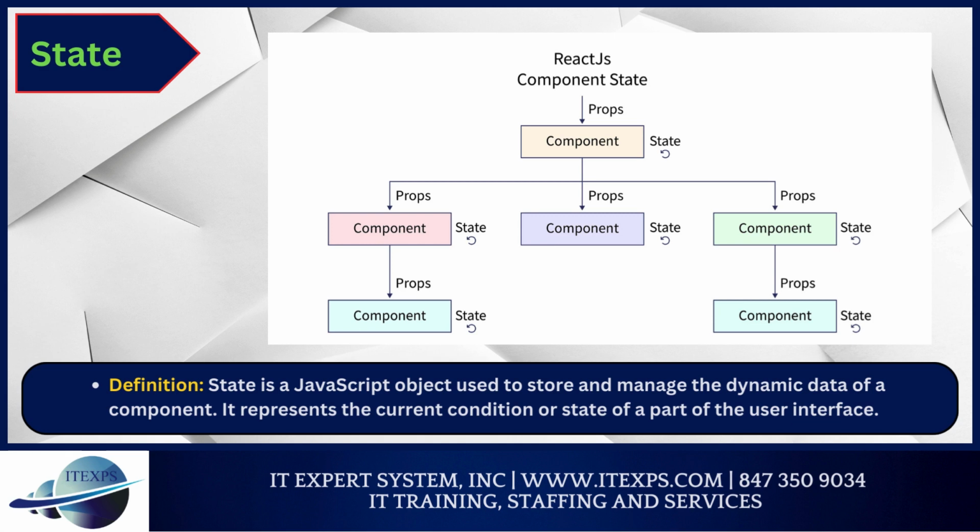State. Definition. State is a JavaScript object used to store and manage the dynamic data of a component. It represents the current condition or state of a part of the user interface. Usage. Components can have state, and when the state changes, React automatically re-renders the component to reflect the updated state.